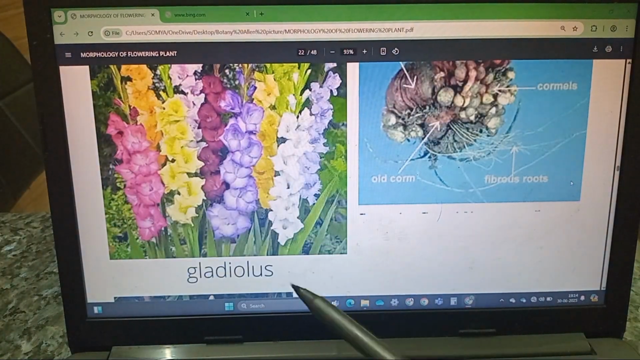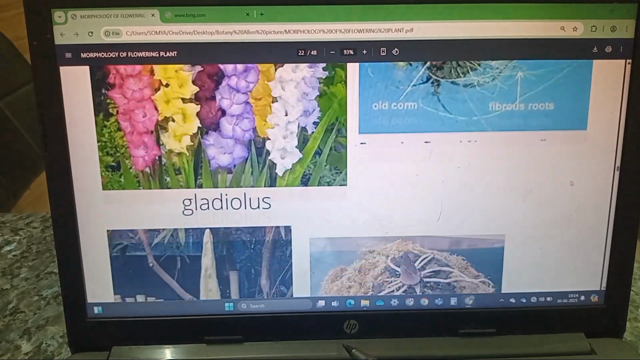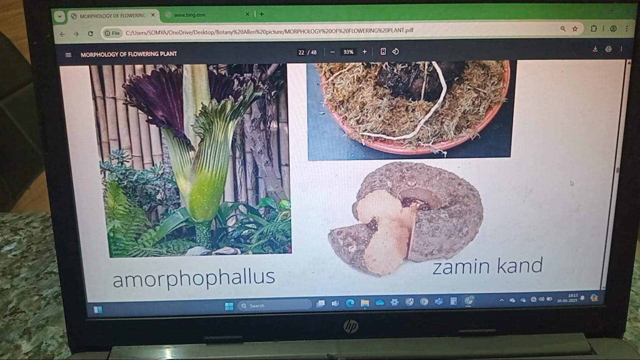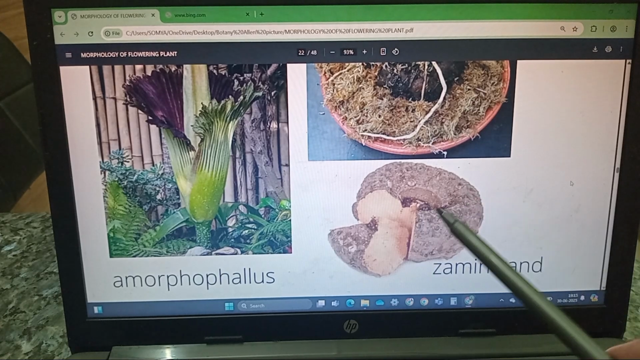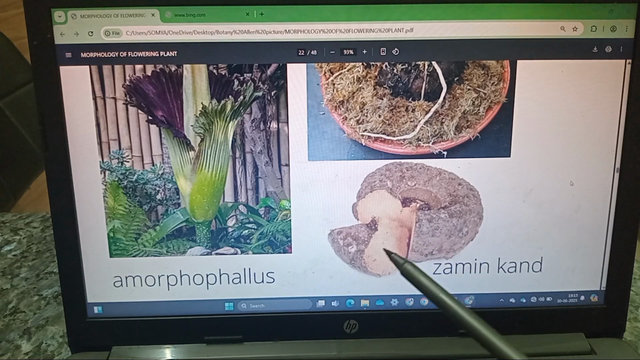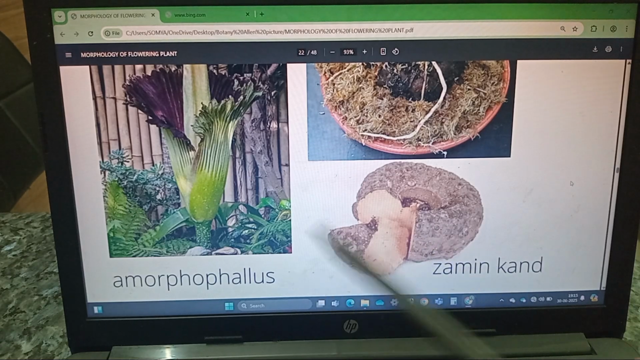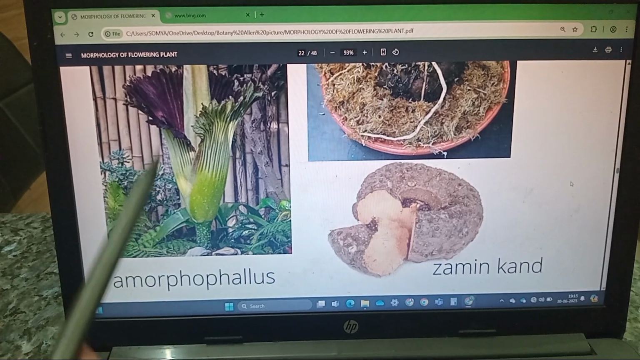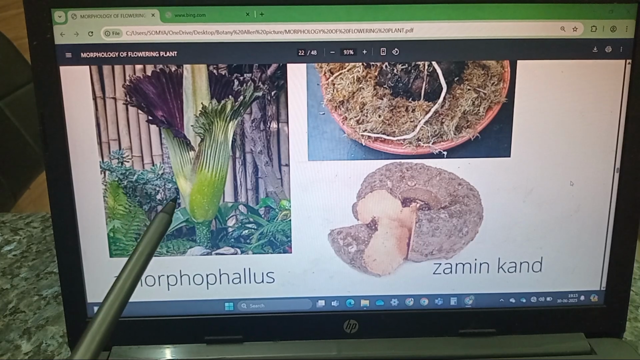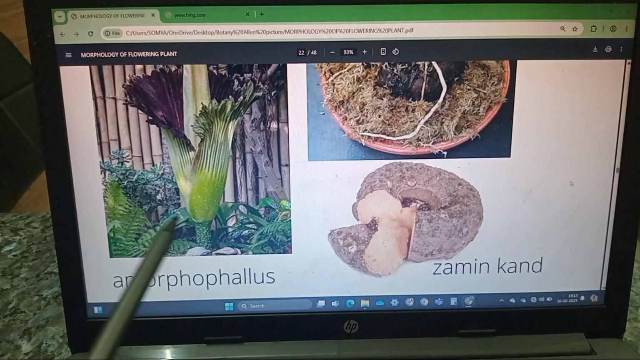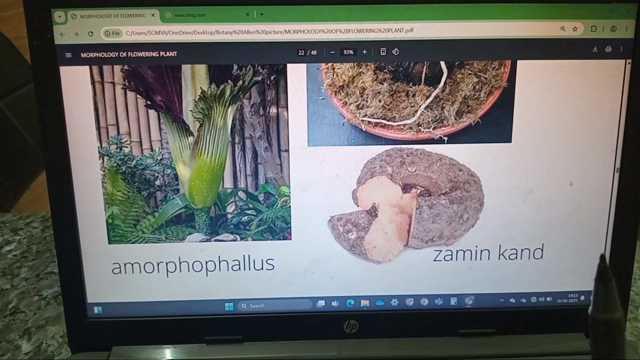This gladiolus is a flower which bears the corms. This is jimmican, also called the amorphophallus. This is used for making some vegetables. This has a flower. All these colocasia and amorphophallus have this inflorescence, a very big flower. You see, this is a very big flower, and this is in the form of spathe. The inflorescence is in the form of a spathe.